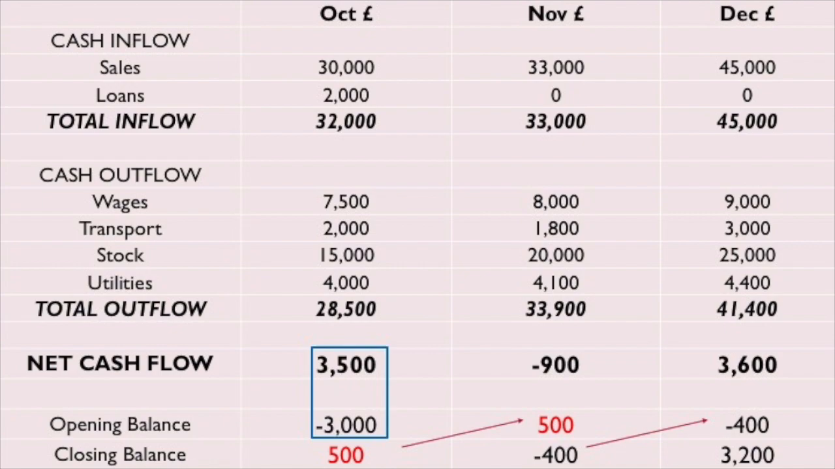Now we've got an opening balance in October of minus 3,000, but that's because of what happened in September. The opening balance means all of the cash, money, coins, bank accounts that the business has by the end of September. But we haven't got the data for September, so there's no calculation on here for that minus 3,000. That's come from September before. That's called the opening balance.